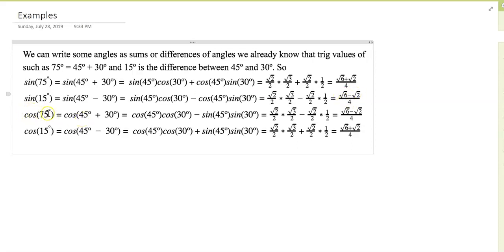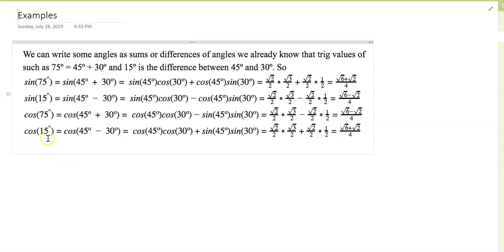The cosine of 75 degrees will be the cosine of 45 degrees plus 30 degrees, equals cosine of 45 degrees times cosine of 30 degrees minus sine of 45 degrees times sine of 30 degrees, equals radical 2 over 2 times radical 3 over 2 minus radical 2 over 2 times 1 half. And that will give you radical 6 minus radical 2 over 4.